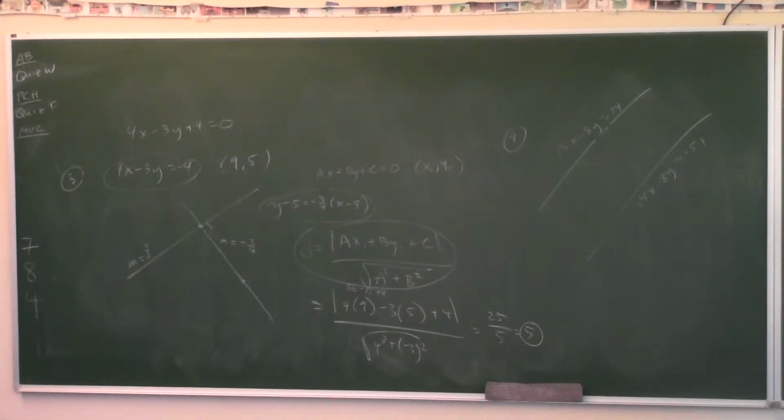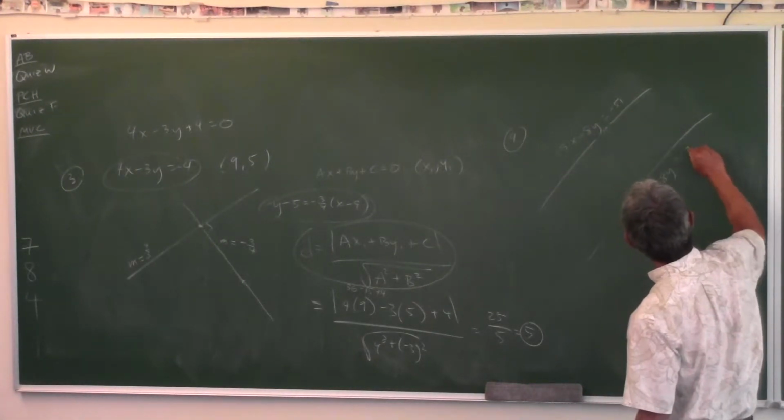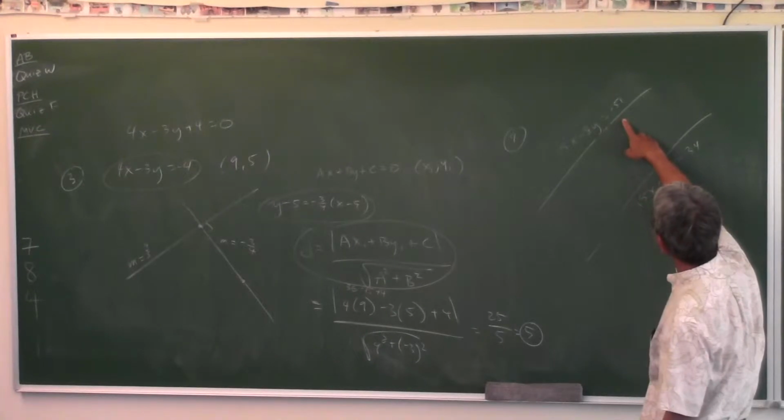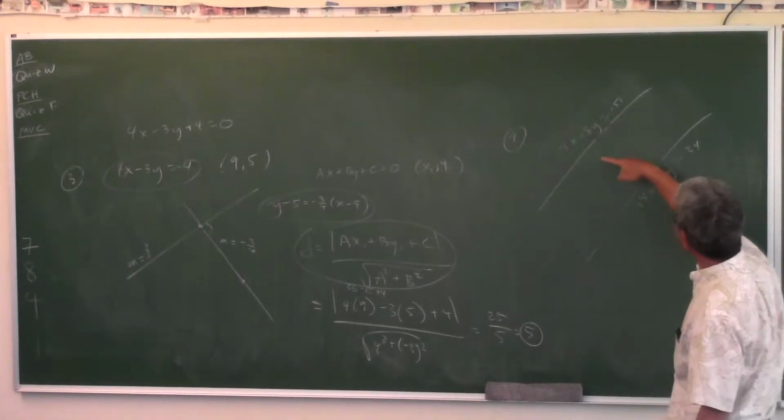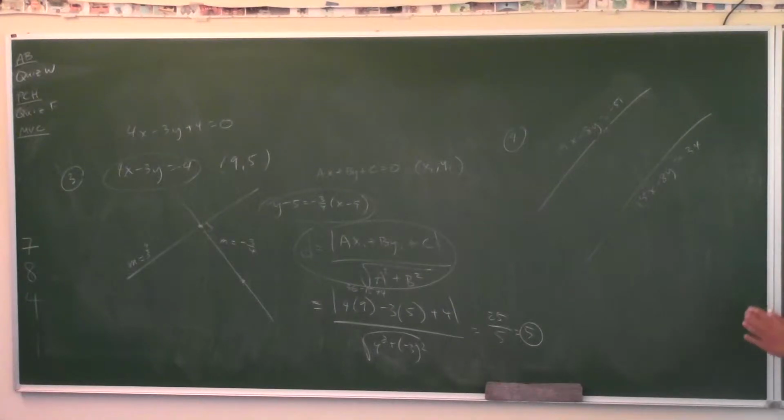You know how I can tell? Because what is the y-intercept here? Positive 51 over 8. The y-intercept of this one is negative 34 over 8. So this one's lower. Okay, anyway, it says find the distance between the two parallel lines.